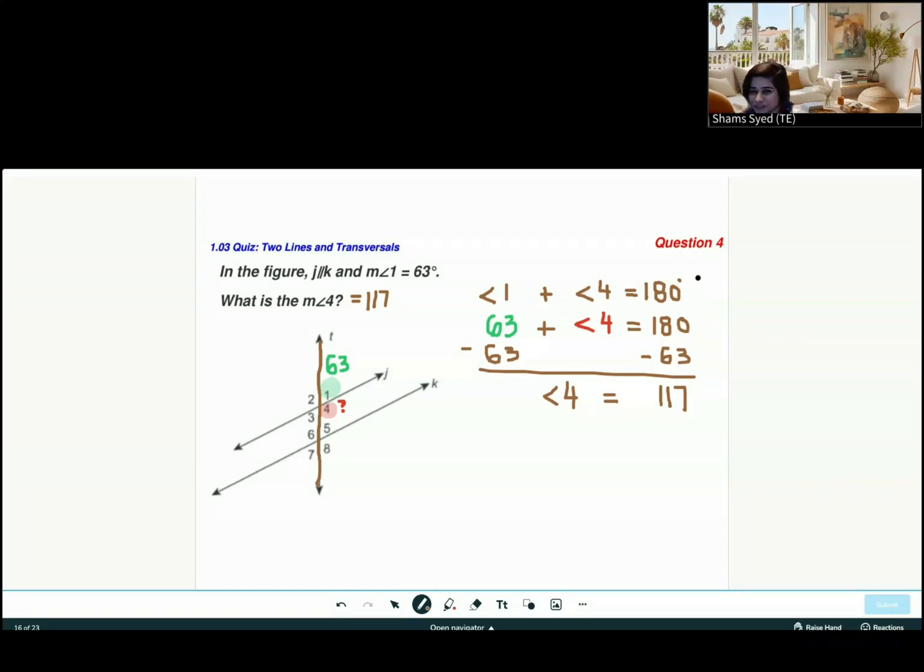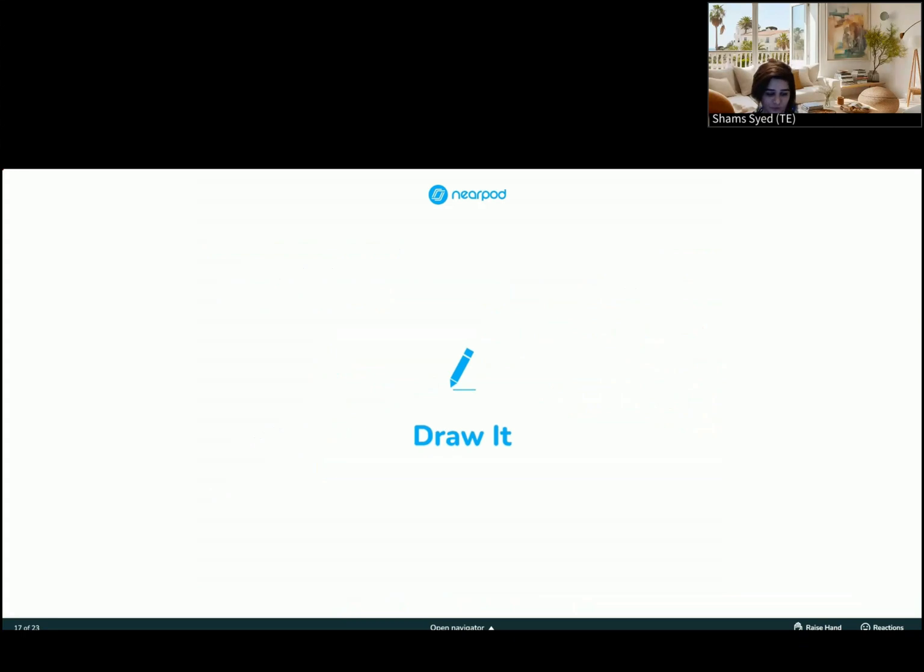If one little chunk of the 180 is 63, the other chunk has to be 117 because 63 and 117 add up to 180, Jennifer. And if you want to see the math, you're going to see this part of my question. 180 minus 63 is 117. And let's move on. Now you know the logic, how question 4 works.